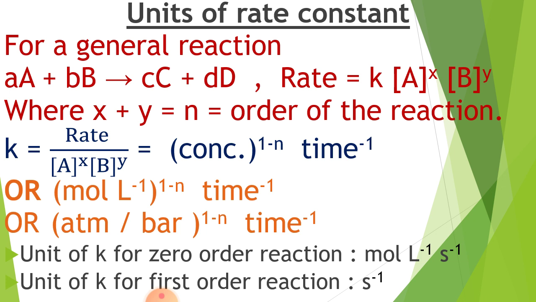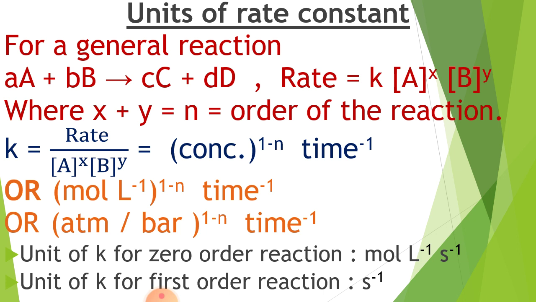We only find the time inverse, in terms of second inverse, minute inverse, or hour inverse. So for zero order reaction, the unit of K is always mole per liter per second, and the unit of K for first order reaction is second inverse. So by seeing the unit of K, we can also find the order of reaction. For example, if the value of K is given as 1.25 × 10^-22 second inverse, this indicates a first order reaction.